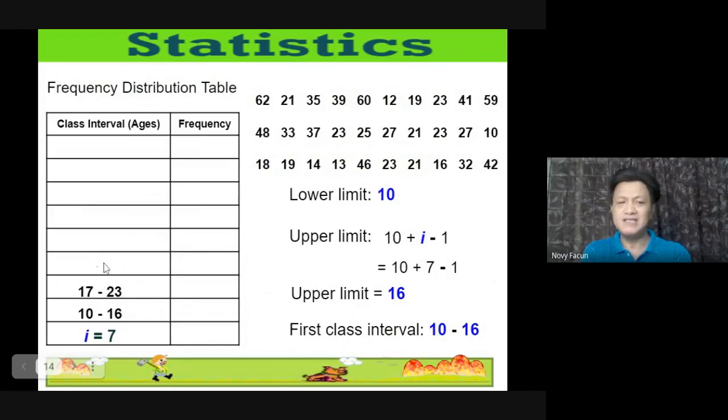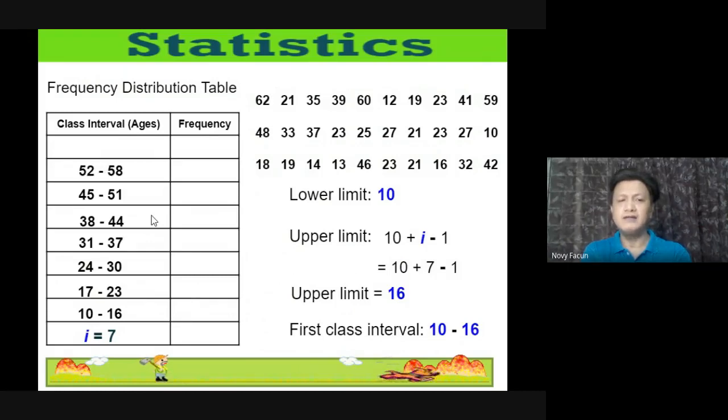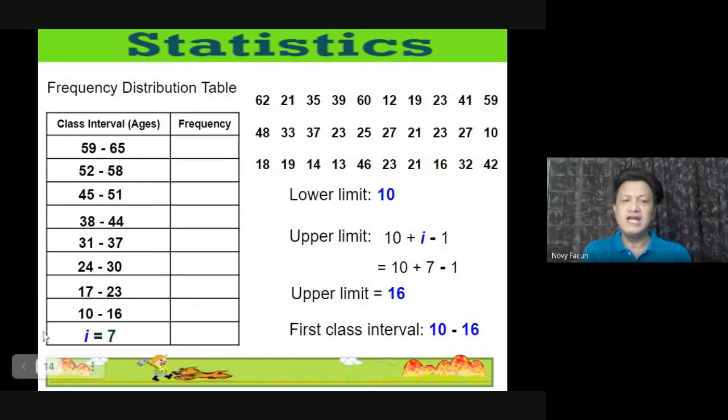And another plus 7 again, that is 24 to 30, plus 7 again, 31 to 37, plus 7, 38 to 44, another plus 7, 45 to 51, and 52 to 58, and the highest upper limit now is 59 to 65. Take note, yung lahat ng dito from 10, habang umakyat yung 10 na yan hanggang doon sa 59, ang tawag po dyan ay lower limit. Dito naman from 16, habang umakyat yan hanggang sa 65, upper limit yan.